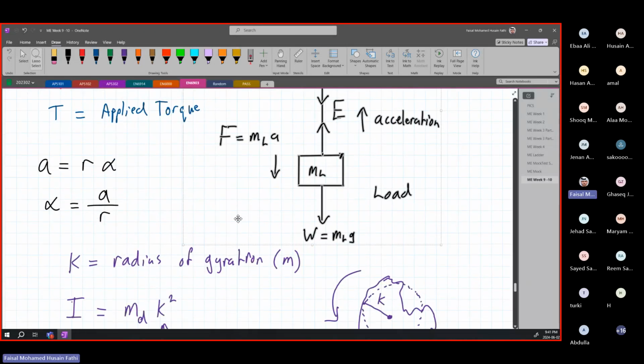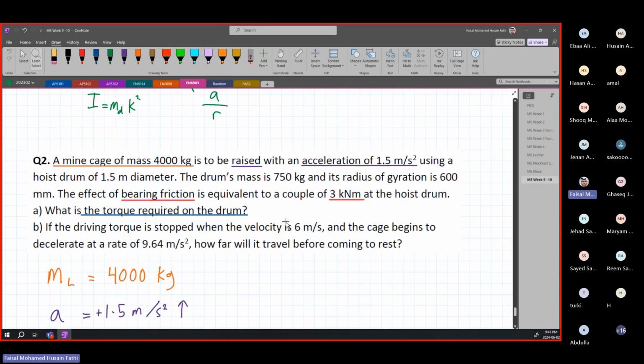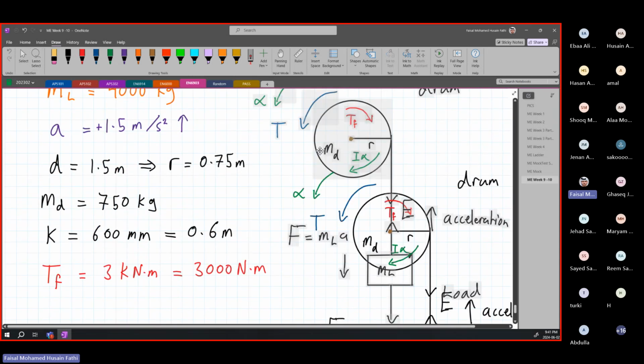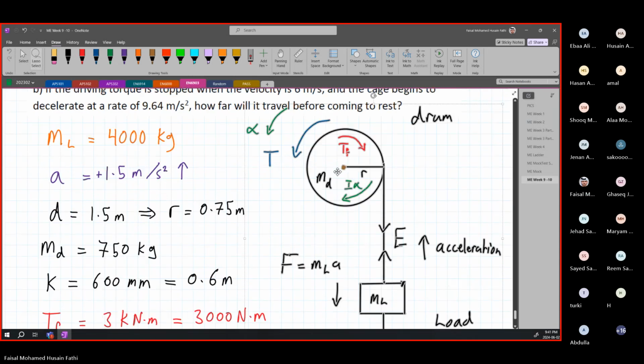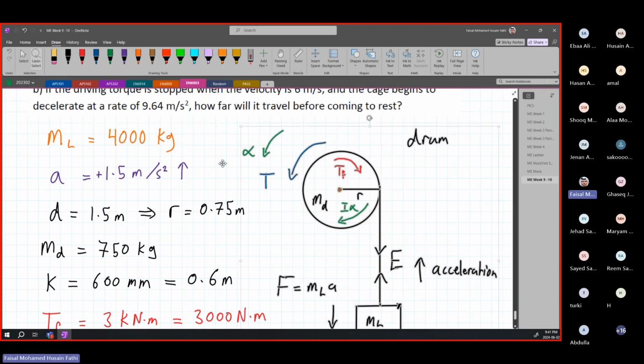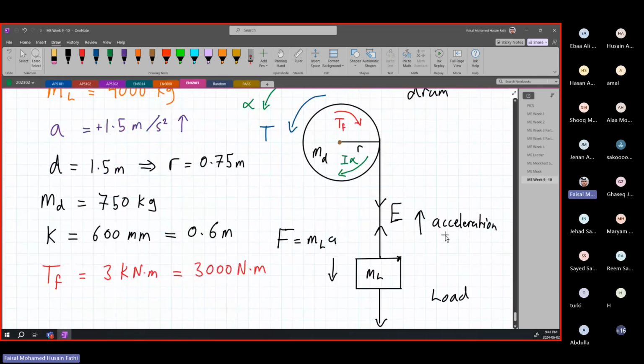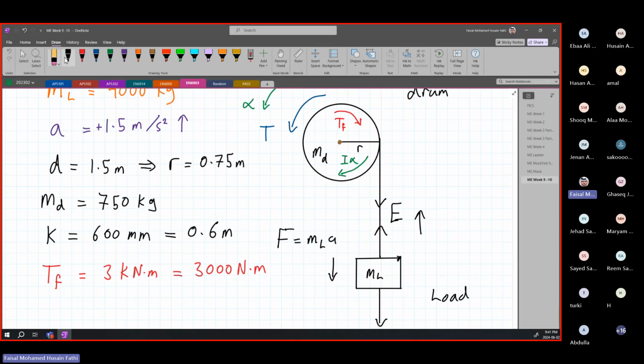this cutout, let me just take it down here because it's the exact same example that we are dealing with here. Okay, so this is what we are dealing with. So this is our drum. Now we know that we have an acceleration over here. Our acceleration A is equal to 1.5 meters per second squared. Our radius, which we found, is 0.75 meters. Our mass for the drum, we have already found it to be 750 kilograms.